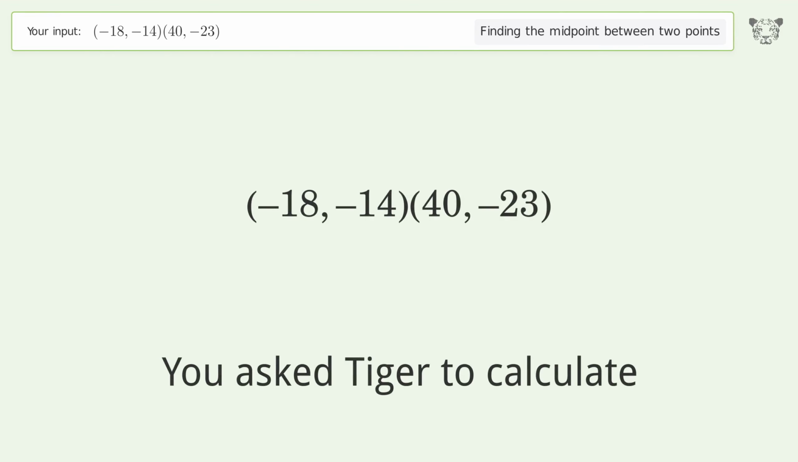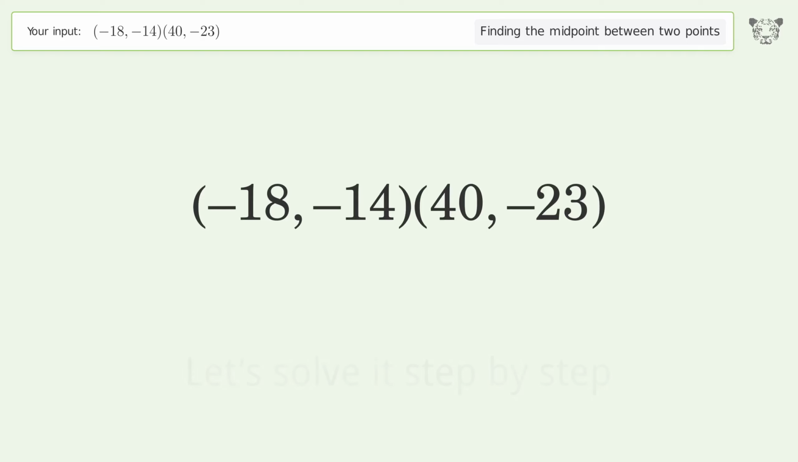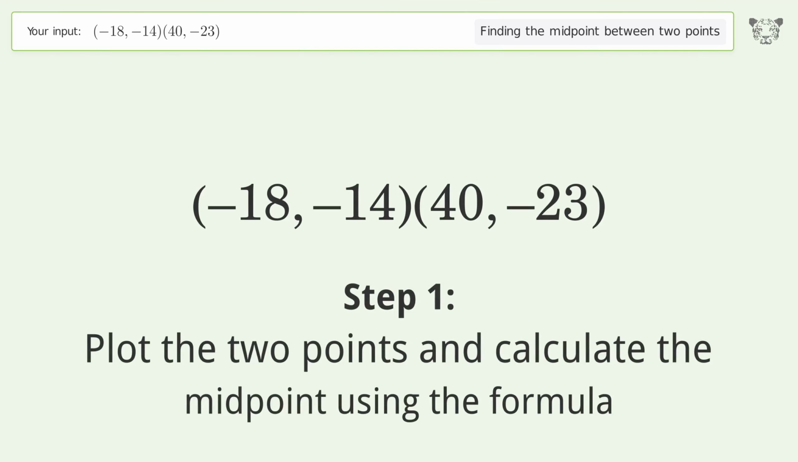You ask Tiger to calculate. This deals with finding the midpoint between 2 points. The midpoint between the 2 points is (11, -18.5). Let's solve it step by step. Plot the 2 points and calculate the midpoint using the formula.